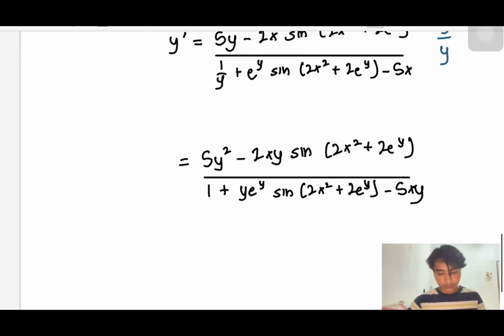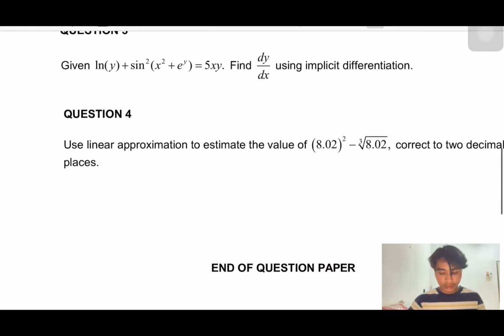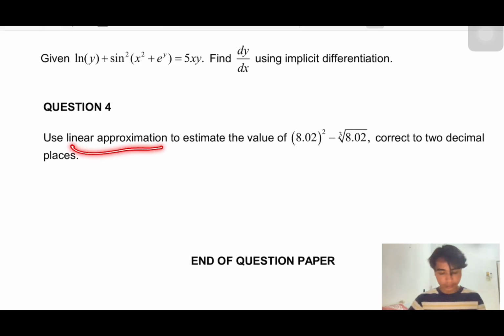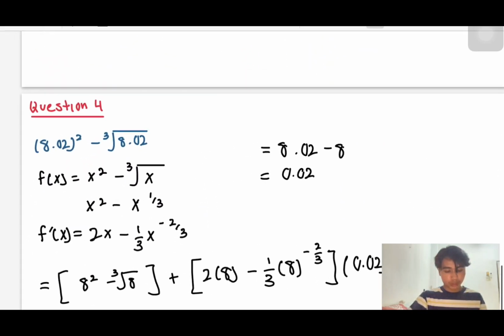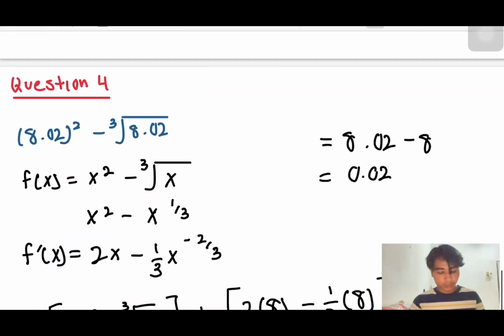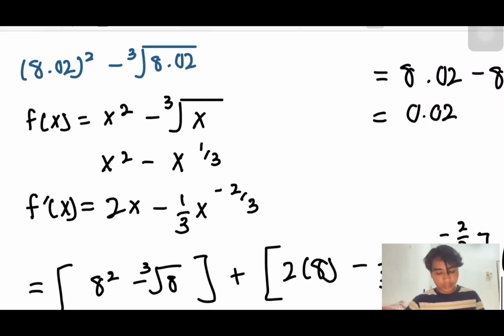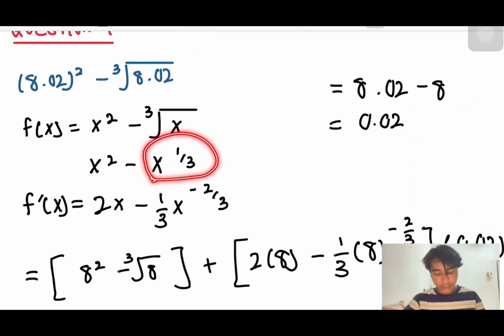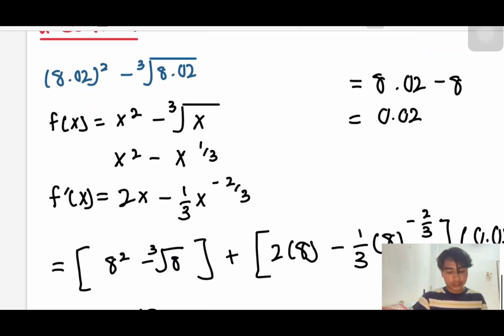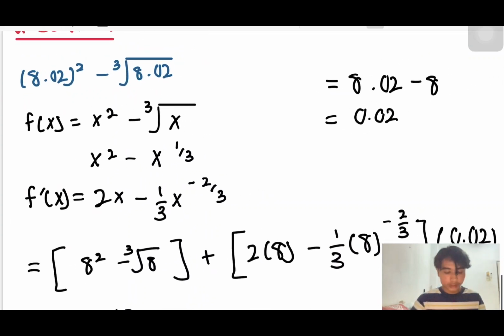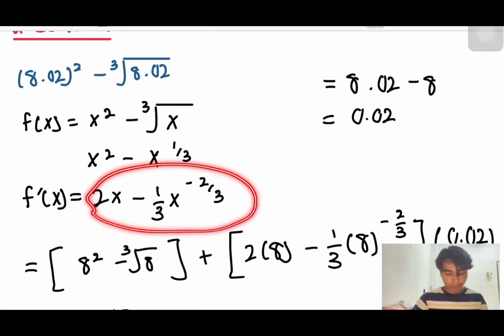Alright, so let's move to question number 4, which is the last question, which is linear approximation. Alright, we have here 8.02 to the power of 2 minus 8.02 square root to the power of 3. So substitute the 8.02 with x, so we'll have f(x) here. So next step is to differentiate f(x). To make it easier, we change the form first. So we have here x to the power 1 over 3. Easier to differentiate. So differentiate it, f prime x is equal to this term.